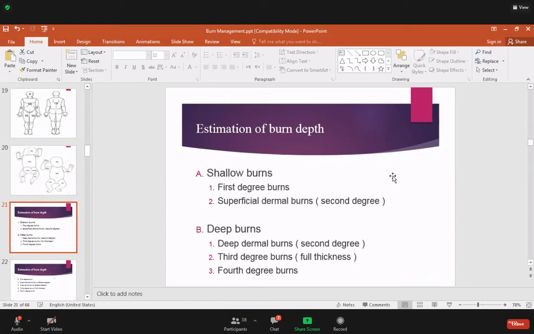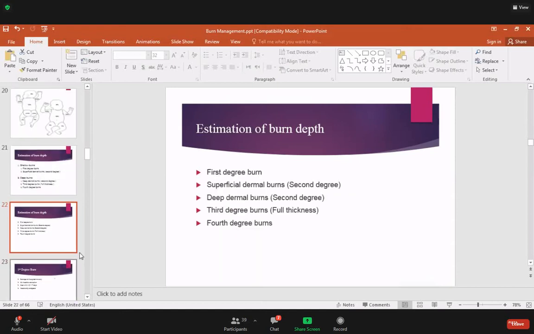The second degree burns are divided into two groups: the superficial second degree burn and the deep second degree burn. The superficial second degree burns are just like we discussed the scald burns in the children. They are called the superficial dermal burns or the second degree burns, and the deep dermal burns are the dermal burns that are going deeper into the dermis, and they are not very much scaldy like the superficial dermal burns. Miss Tamnata, I will go into it.